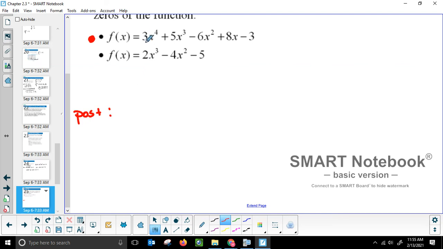How many sign changes do I have? I start positive, stay positive, change to negative, there's 1. I change to positive, there's 2. I change to negative, there's 3. So I can have 3. Remember, I have to keep subtracting 2 until I get to 1 or 0. So, or 1. Now I want to talk about possible negatives.